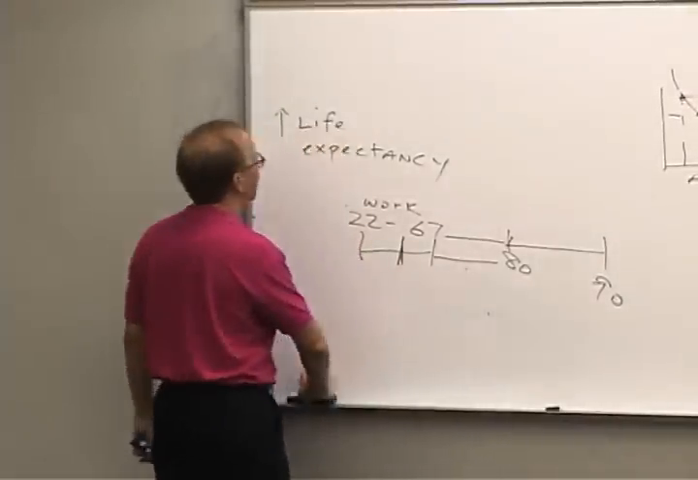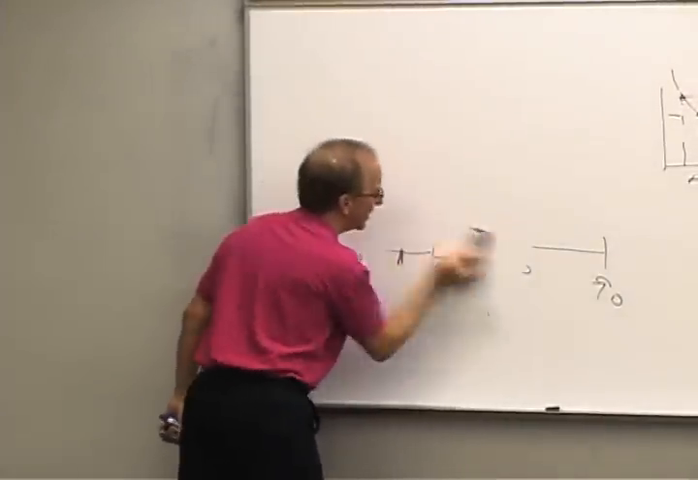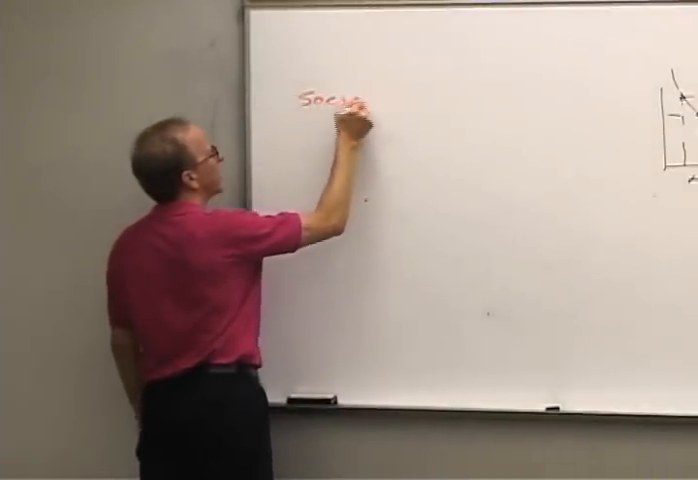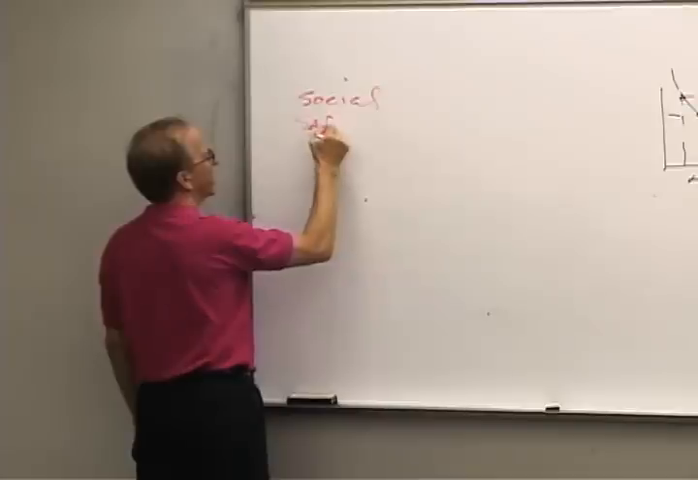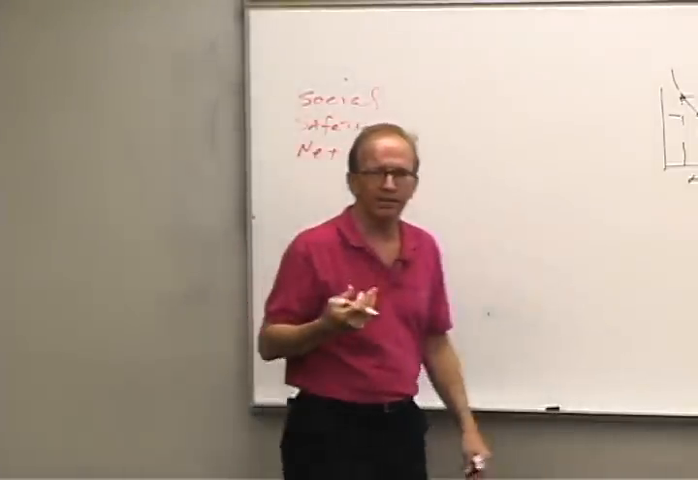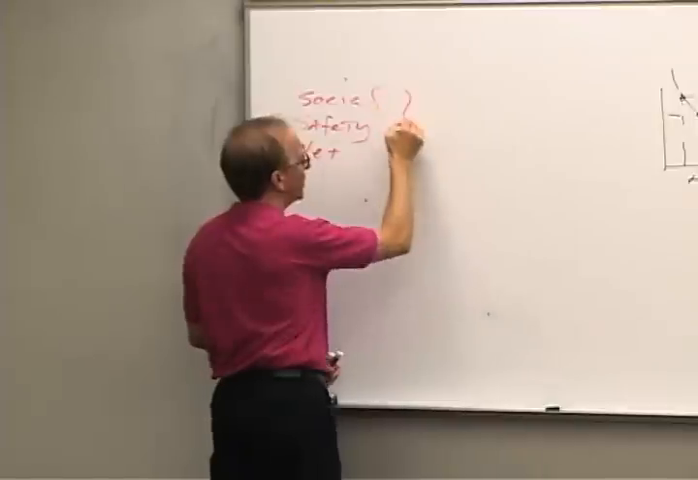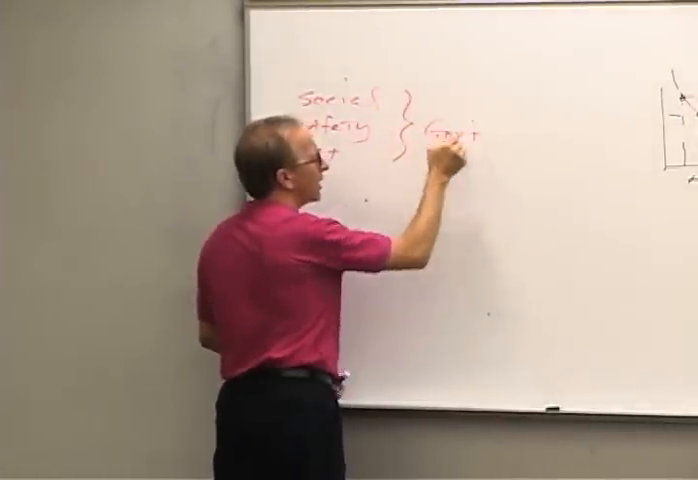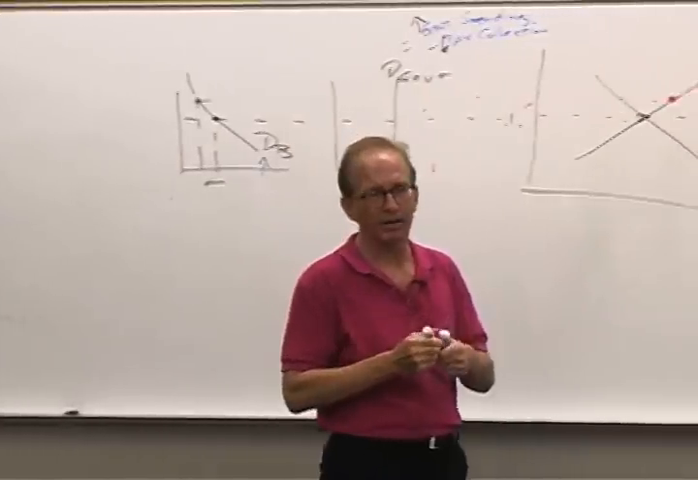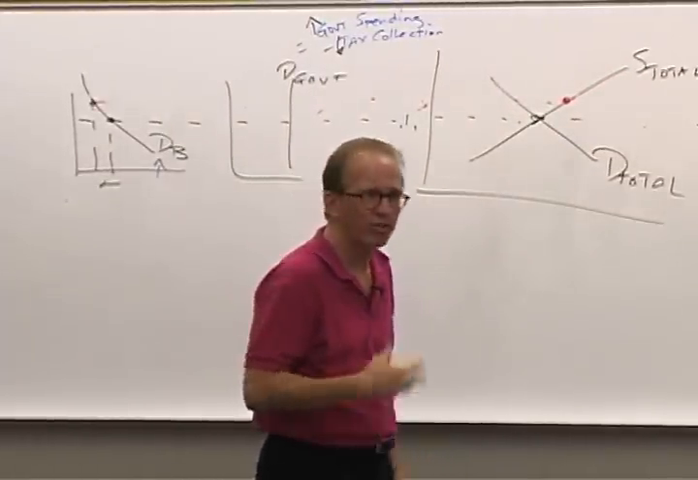How about this one? Let's talk about the effect of social programs. Social safety net. What I mean by this social safety net is government programs to help people out at a time of need, sort of like a rainy day.